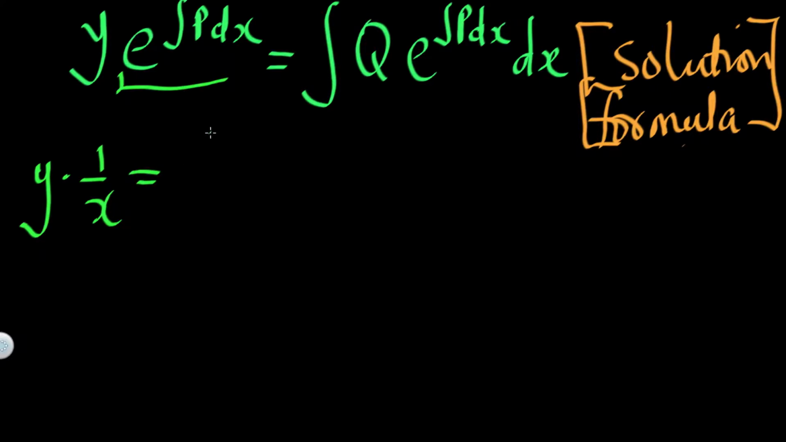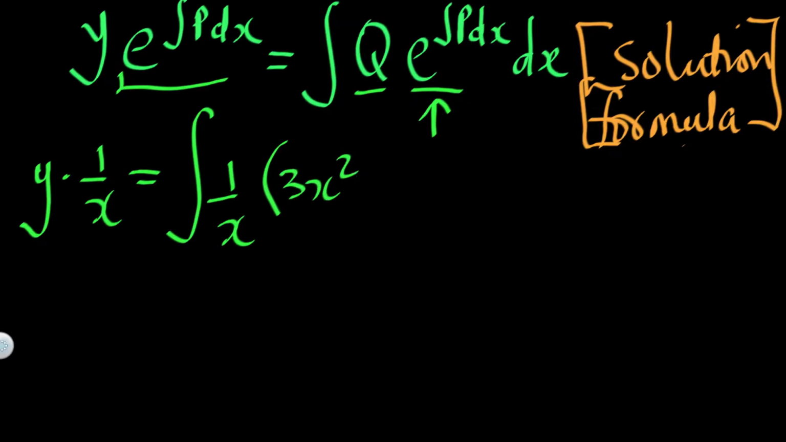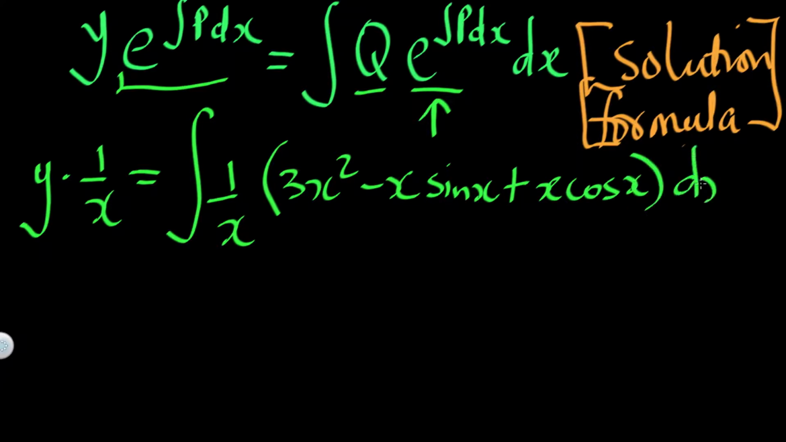Equals to the integration of, I know my q, and I know my e. So this part here is 1 over x. I'm multiplying it by q. I just wrote this first. You're allowed to do that. My q is 3x squared minus x times sine x plus cos x. Not cos x, x cos x. dx.